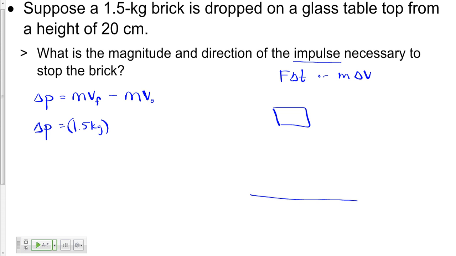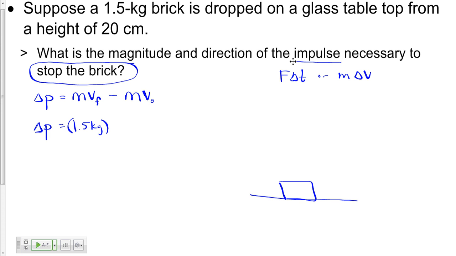The brick is going to fall, and it's going to hit the tabletop. While it's falling down, there's no impulse. What we're concerned with is what the table does to it, because we're stopping the brick. We want to know what force times time, or what change in momentum, is necessary to stop the brick. We don't care about it as it's falling down. Boom. We care about that table and what force it's going to exert.